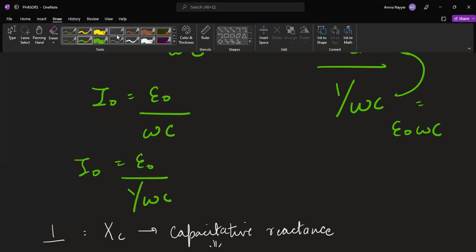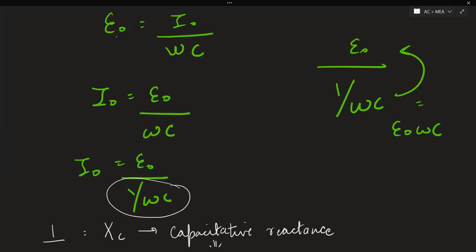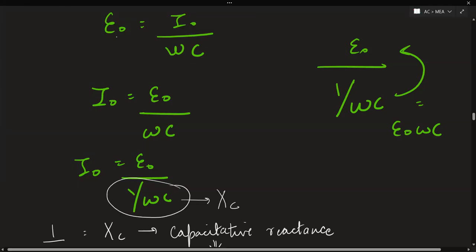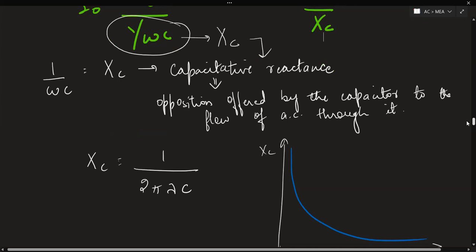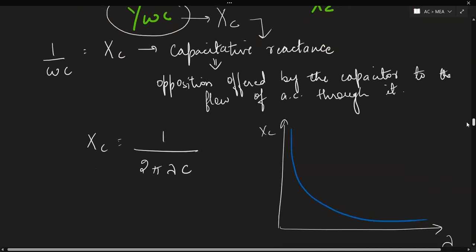This 1 by omega c that you will obtain is known as Xc, which is the capacitive reactance. So you can write the equation I naught as E naught by XC. Same story, same thing. Everything that you've studied is similar. XC is the capacitive reactance. It's the opposition offered by the capacitor. Whatever work the resistor was doing in a resistive circuit, whatever work inductive reactance was doing in an inductive circuit, the same work is being done by the capacitor in a capacitive circuit. And Xc is equal to 1 by omega C.